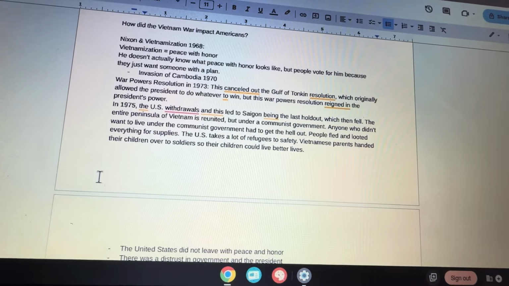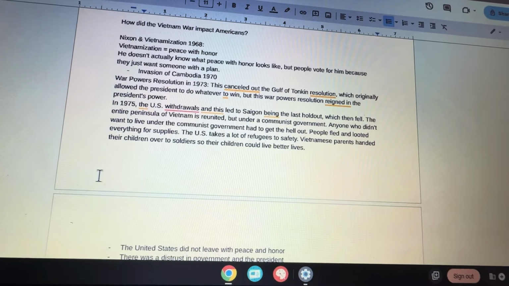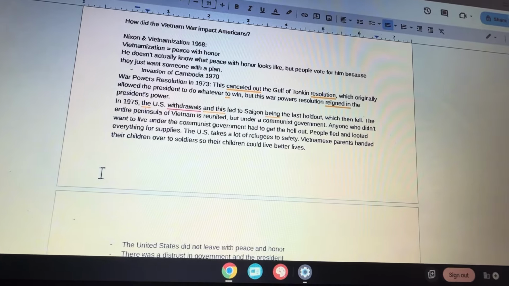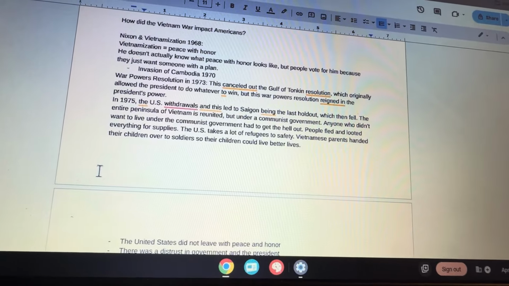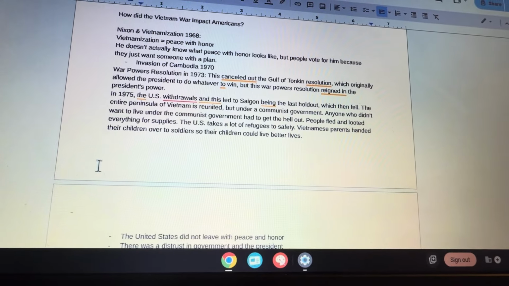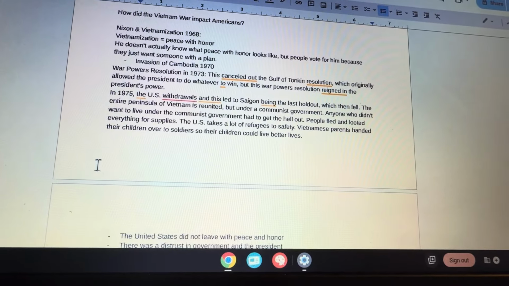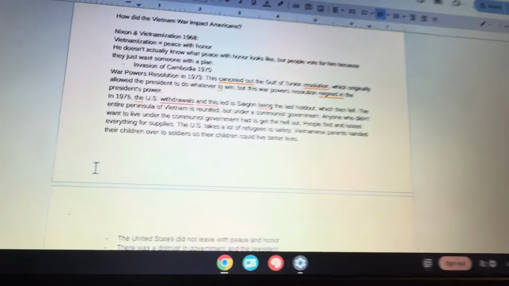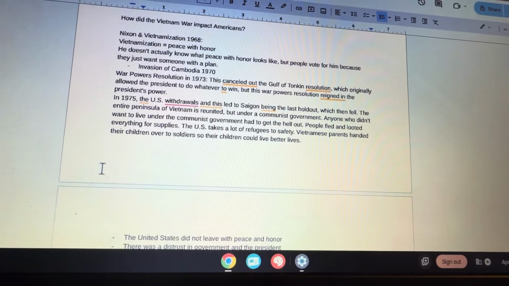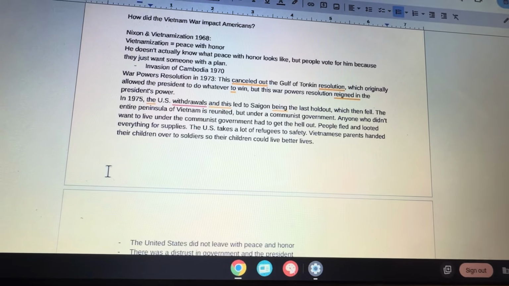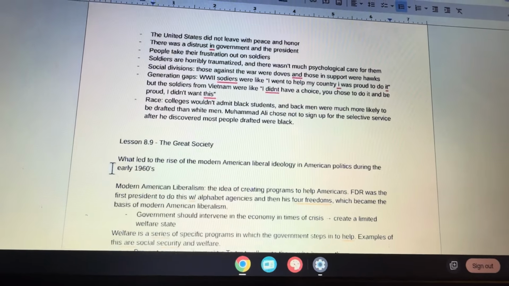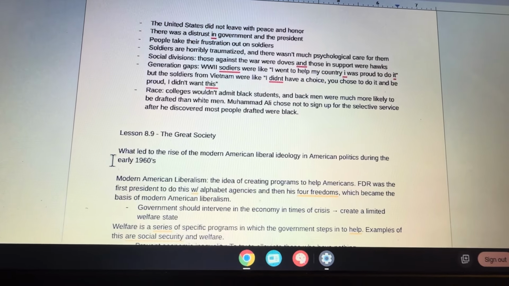The entire peninsula of Vietnam was reunited, but under a communist government. Anyone who didn't want to live under the communist government had to get out. People fled and looted everything for supplies. The U.S. takes a lot of refugees to safety, and Vietnamese parents handed their children over to soldiers so that their children could live better lives away from the communist government. The United States did not leave with peace and honor.